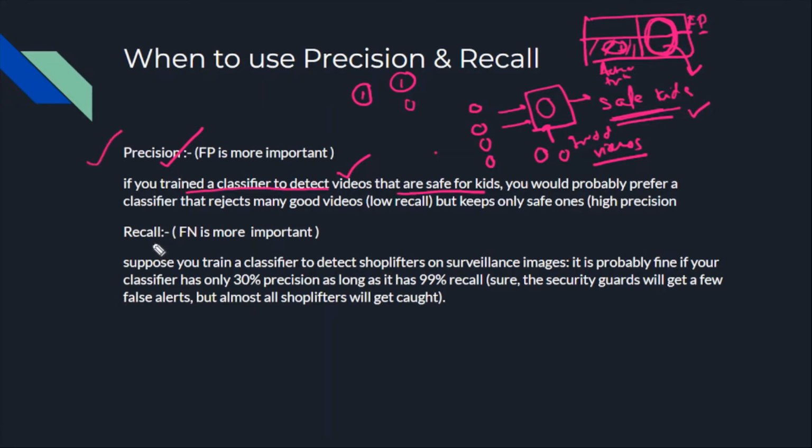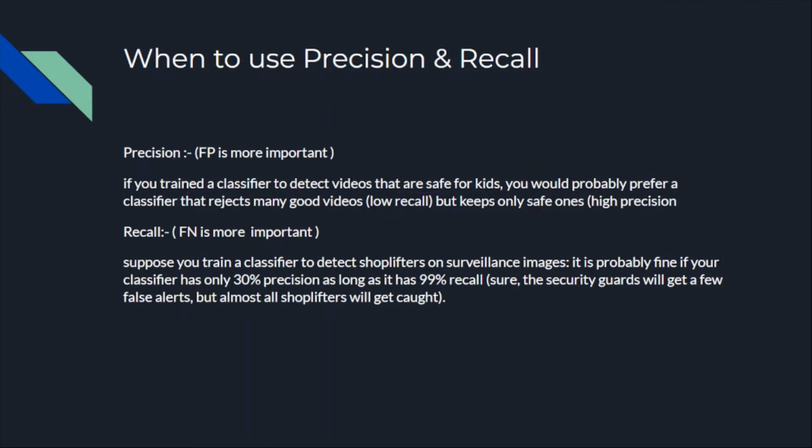I hope you understand. Let me clear the screen. Now jump to when to use the recall. Similarly, if you know the confusion matrix, these are the areas: false negative and true positive. Whenever we are focusing on false negative being very important for us, at that time we normally select the recall. Now let's take an example.